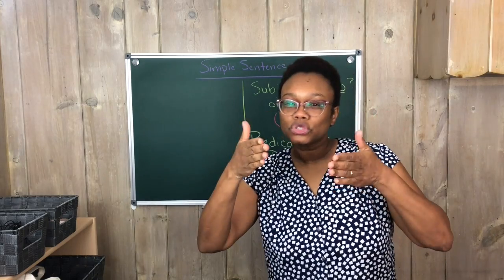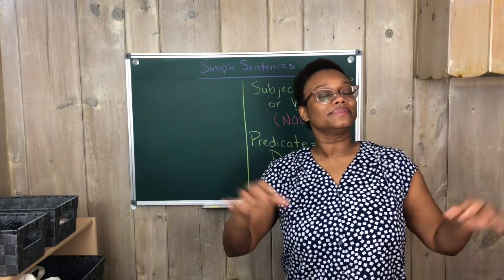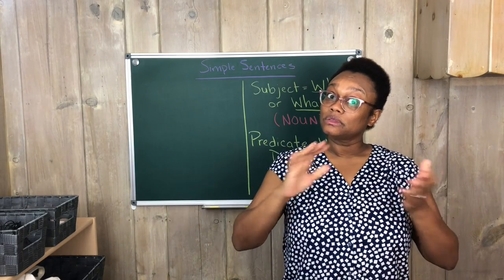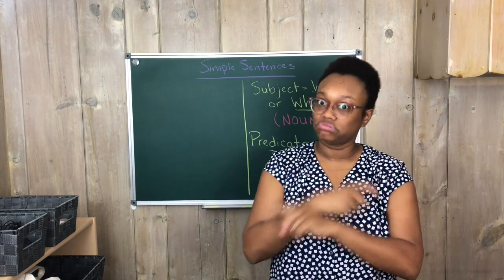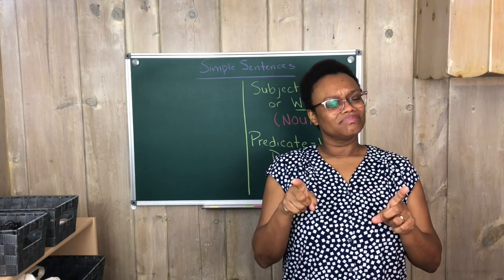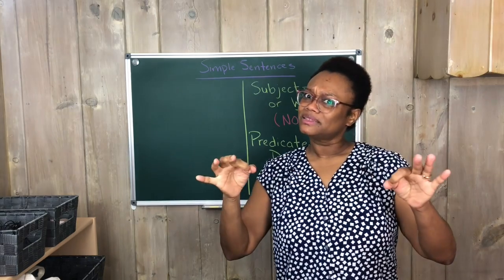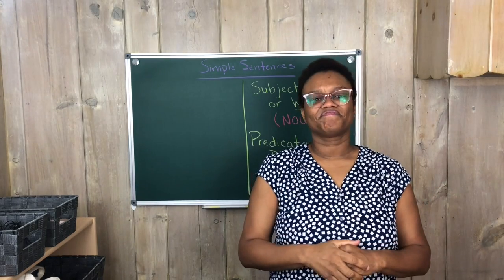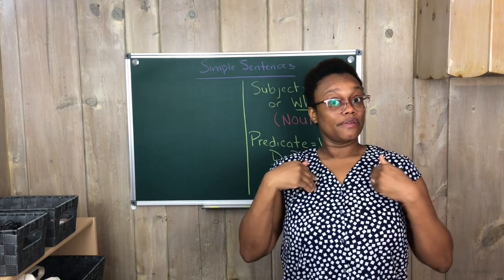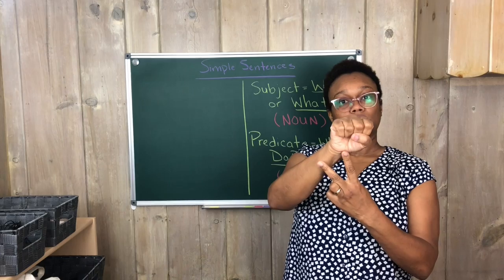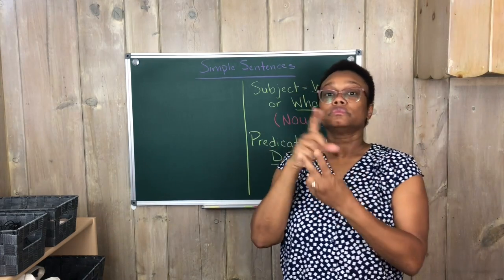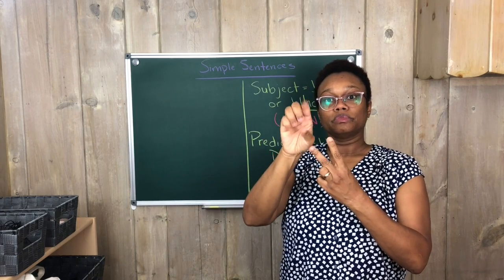So, today's lesson, we're going to focus on simple sentences. Now, English sentences can become very complex. But how do we know a sentence is a sentence? In English, a sentence must have two things: a subject and a predicate.